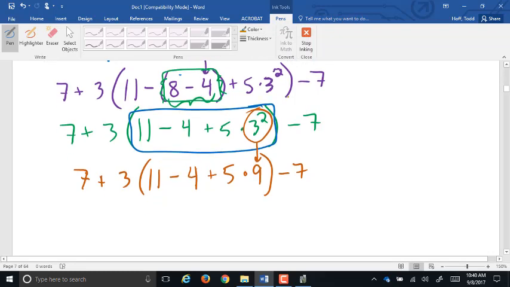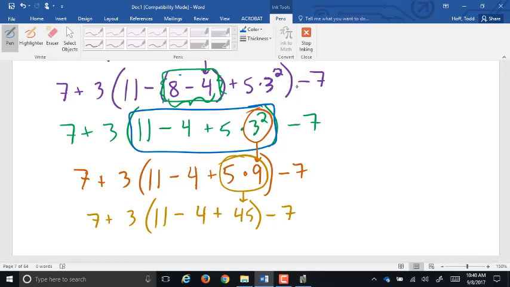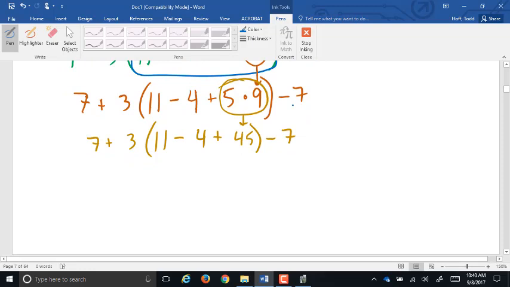Now we're still inside that set of parentheses. Any other exponents? No, so we can move down a level. Multiplication and division. Yes, we have 5 times 9, which is 45. So replace that. No more multiplication or division inside the parentheses. So we go down to addition and subtraction. And there's more than one, so we're going to go left to right again. 11 minus 4 is 7.